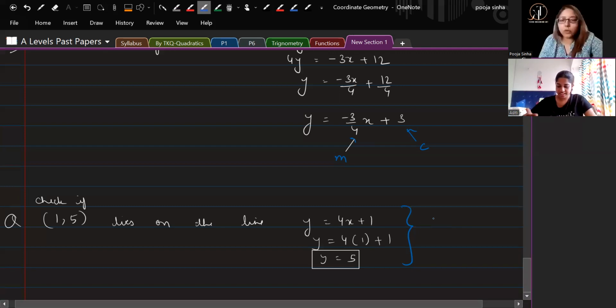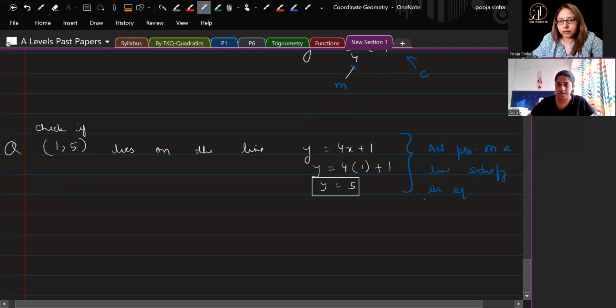Okay. So what do I understand from this? That all points on a line satisfy its equation. It's mandatory, you have to write this, I guess. Yeah, this is like a theorem. So I'm just making you understand the theorem through some questions.